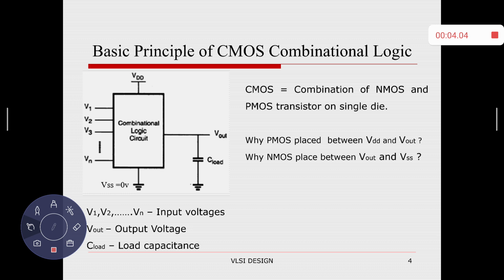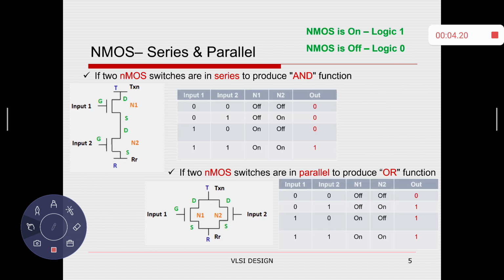So with this short explanation of the basic principle of a combination logic circuit, first let me explain how CMOS logic works, how NMOS transistors and PMOS transistors act as different logic. First of all, we are going to discuss the effect of NMOS transistors connected in series and parallel. Before that, according to the basic concept, the NMOS transistor will be in an on condition, forming a closed switch, when the input is logic 1. Otherwise, it is in an off condition.